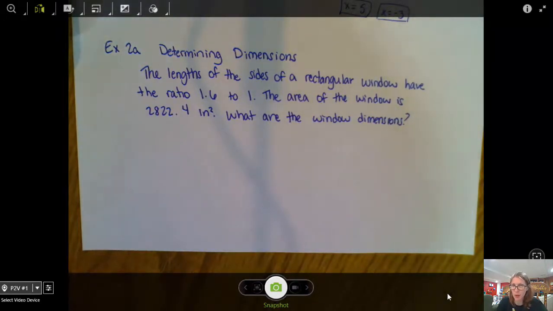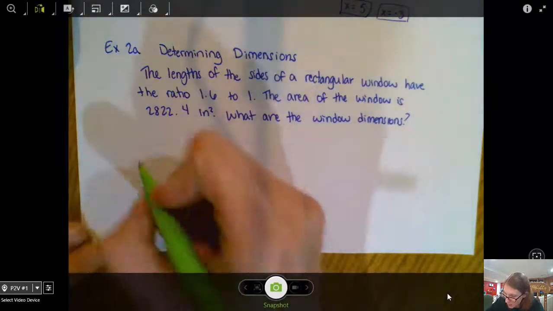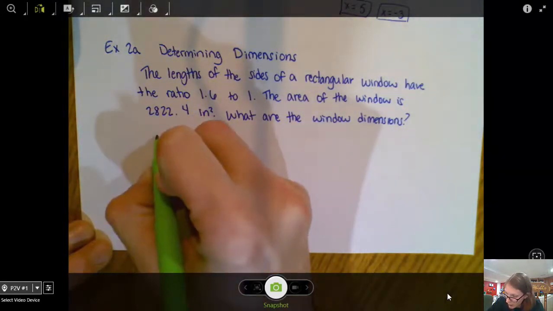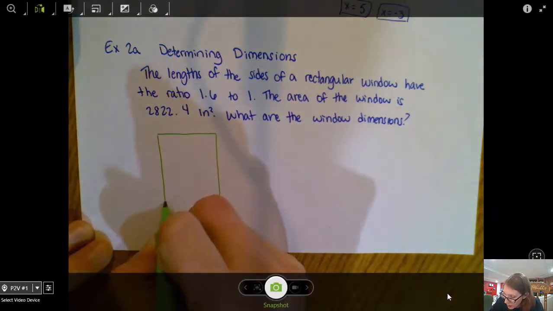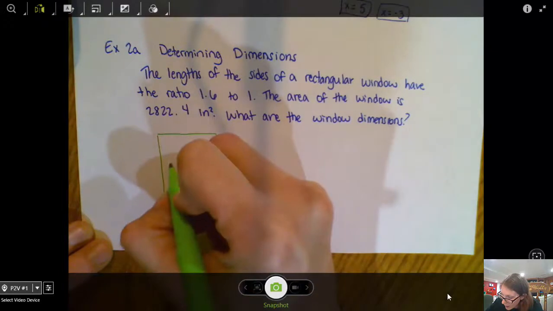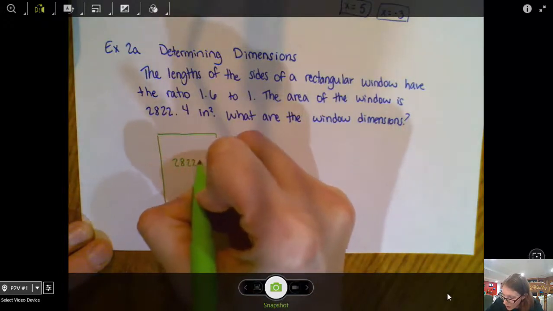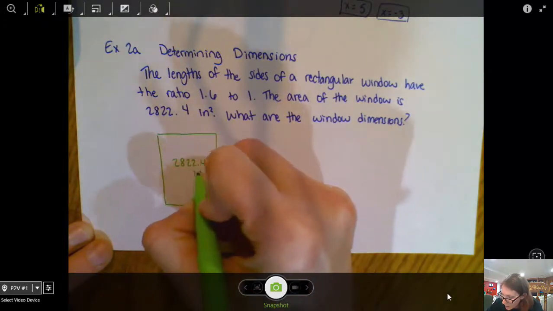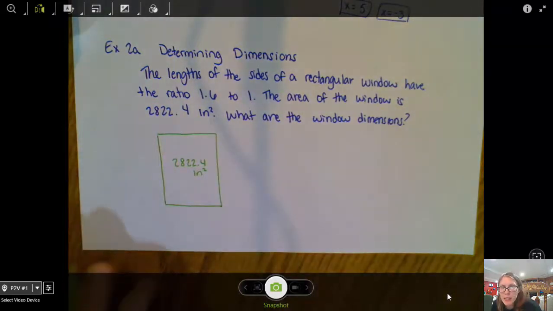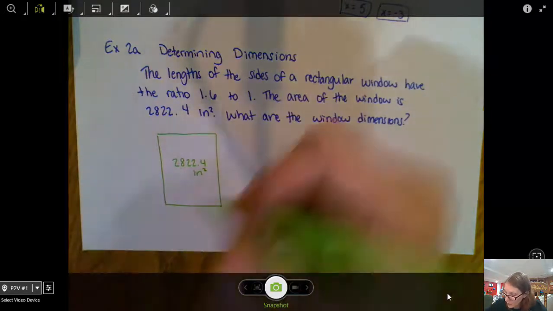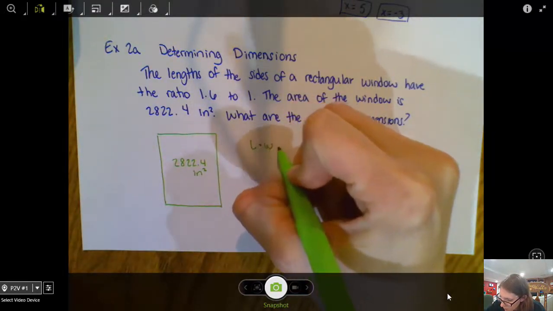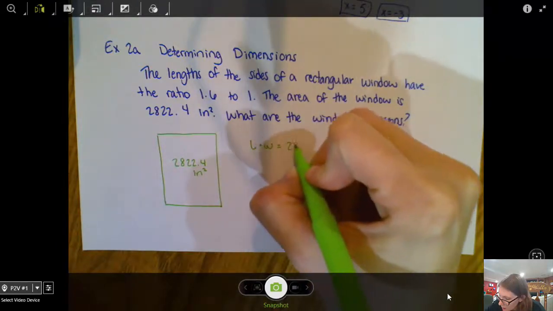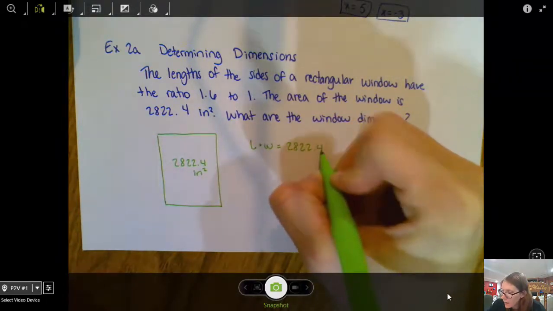All right. Well, first of all, I'm going to draw my picture of my window. My rectangular window. And I don't know either dimension, but I know the whole area is 2,822.4 square inches. Let's think about this for a second. How do I find the area of a rectangle? It's length times width. So length times width of my window equals 2,822.4.